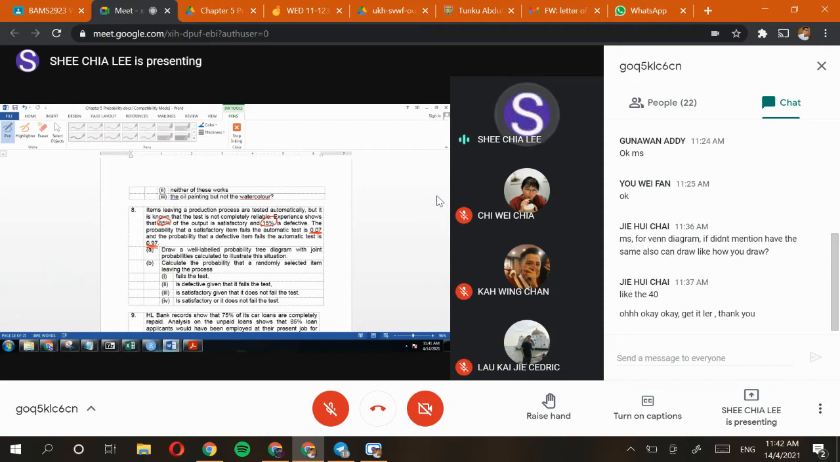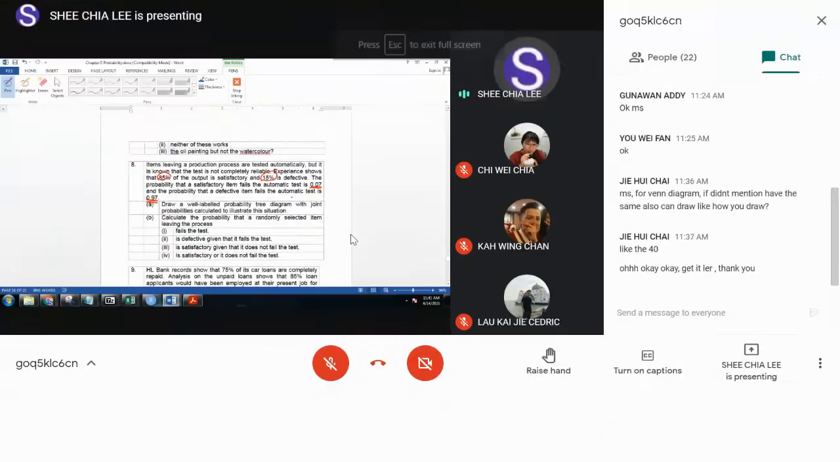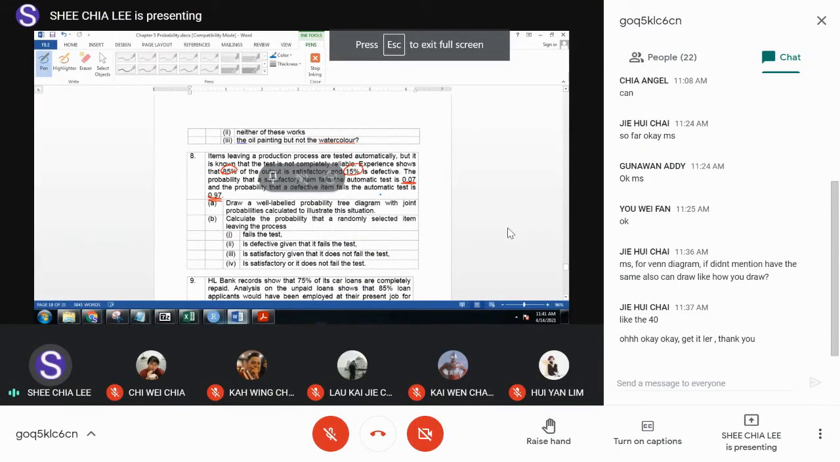They tell you the probability that a satisfactory item fails the automatic test. It fails the automatic test, meaning it is detected as defective. A good, satisfactory item but detected as defective is 0.07. And the probability that a defective item fails the automatic test is 0.97. So if this particular item is defective and it is tested as defective, fails the test, the chance is 97%, 0.97.